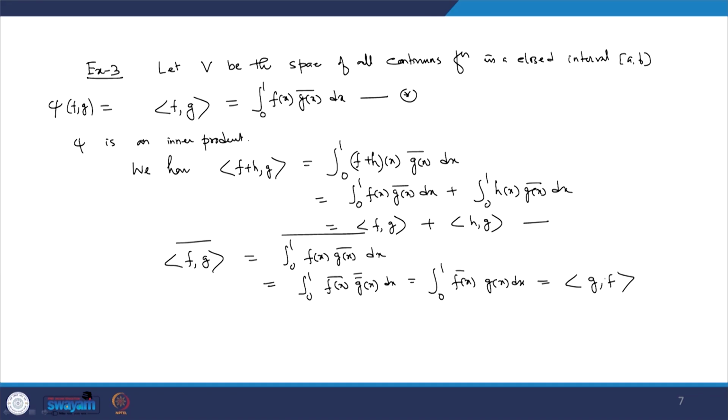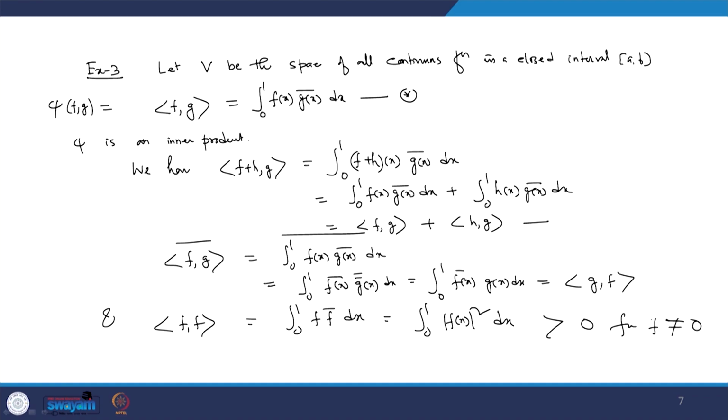So the third one also holds good, and the fourth one: the inner product of f, f is equal to the integral from 0 to 1 of f and f bar dx, which is equal to the integral from 0 to 1 of mod f square dx. Since this is a positive definite function and you are integrating over 0 to 1, certainly it will be greater than 0 for f not equal to 0. So it satisfies all the axioms of the definition of inner product.